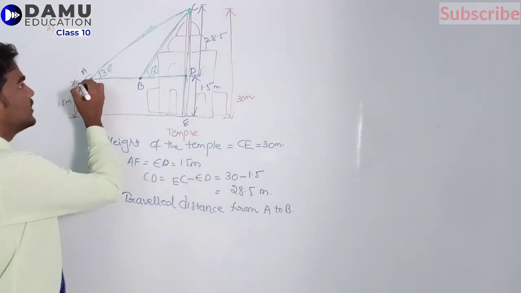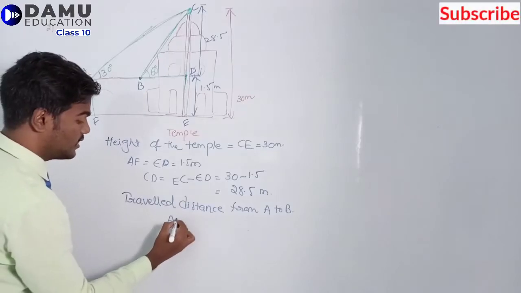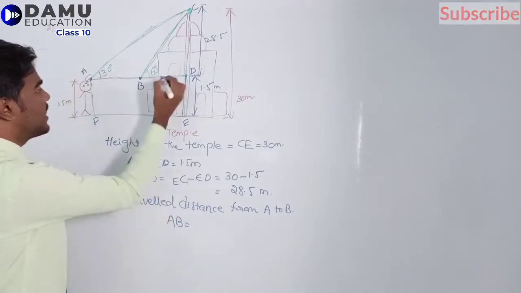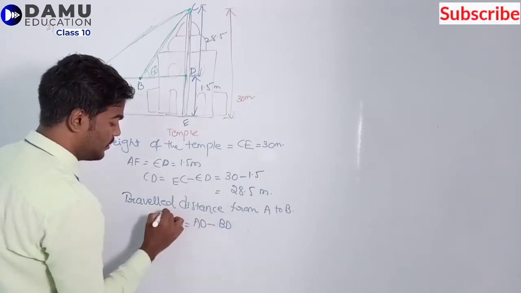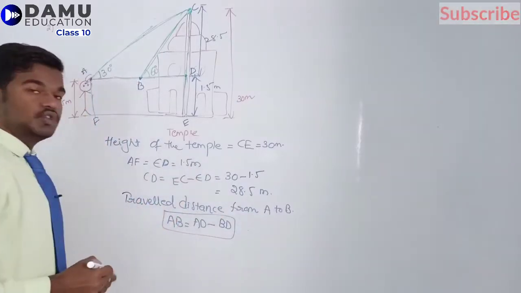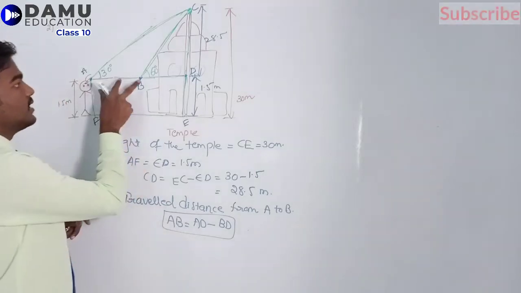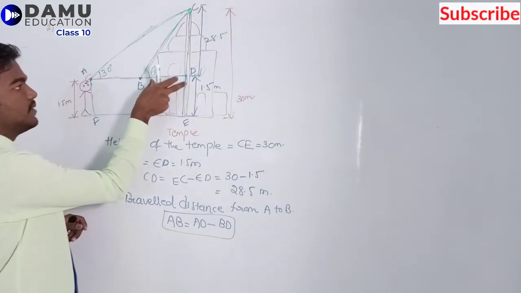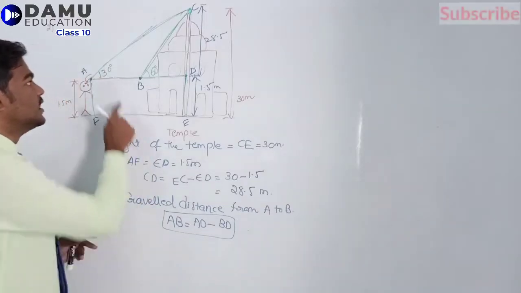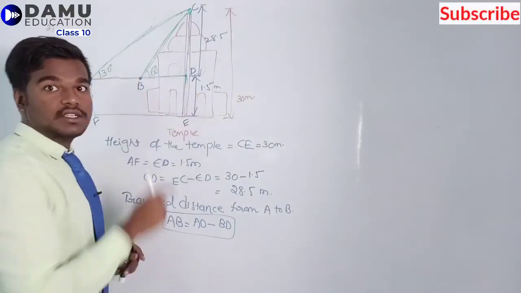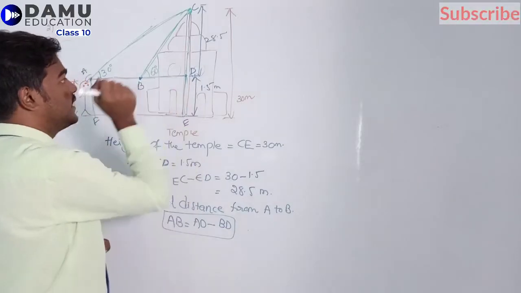What is that distance? We can take here AD. So AB will be equal to AD minus BD. This condition we are going to use here. So AB will be equal to AD minus BD. If you subtract that, then we will get it. So we have to find the total AD and the BD length.